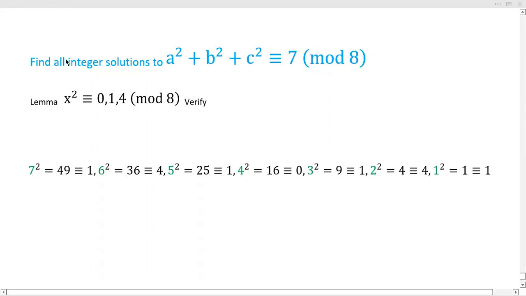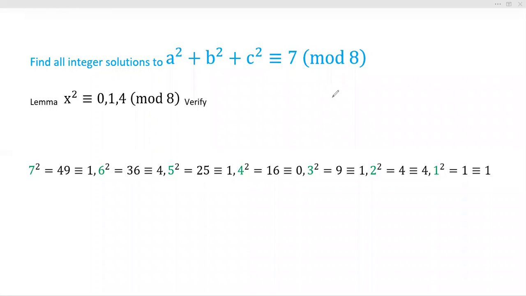We have a congruential equation here, and we're trying to find out if there are any integer solutions. A, B, and C are integers. The approach is relatively normal. We establish a result about squared numbers modulo 8 right down here. It turns out a squared number is congruent to 0, 1, or 4.